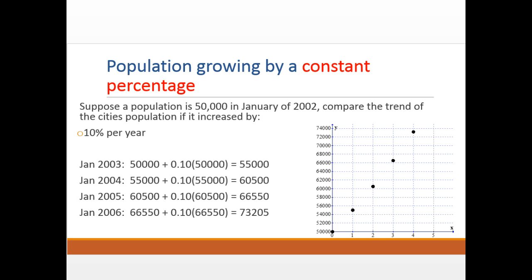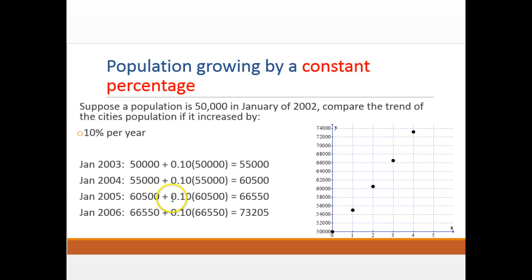If I compare this with a constant percentage, I'm going up by 10% a year. I start with 50,000, but I grow 10% of the 50,000, which is 5,000, and end up at 55,000. My second year I start at 55,000, but my 10% growth doesn't just go to the 50,000 originally. It goes to the 50,000 plus the new 5,000, so it goes to the 55,000. So at the end of the second year, I'm at 60,500.